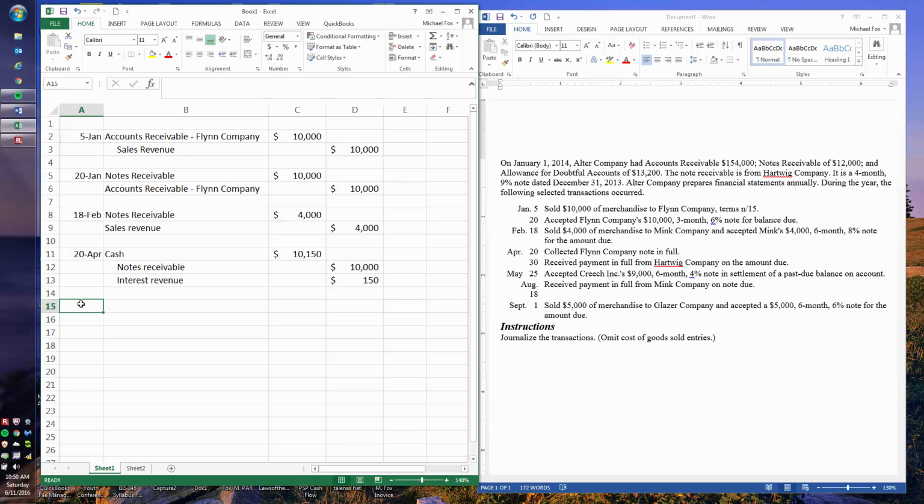All right, on April 30th, we received payment in full from the Hartwig Company on the amount due. So 30 April. Again, our cash will go up. Our notes receivable will go down. And our interest revenue will go up.